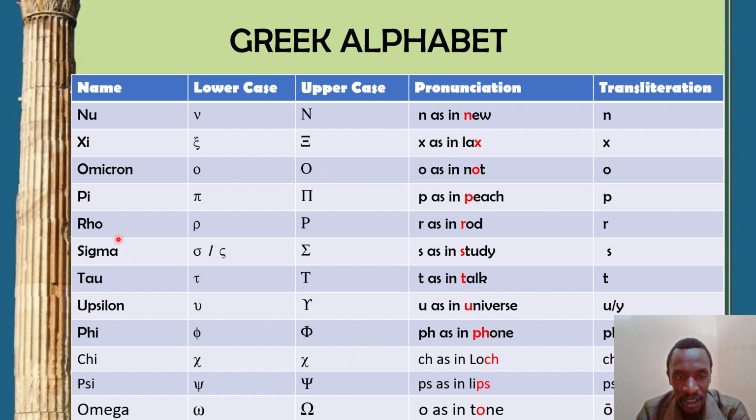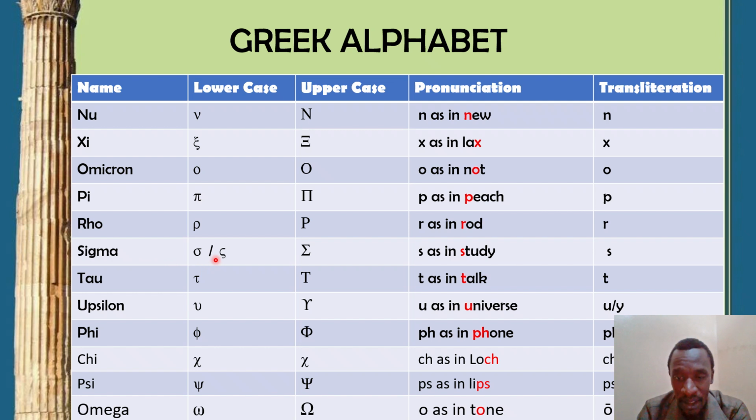The next letter is rho. Rho is written, you see it looks like P, but it's not. So here you also need to be very careful. When you look at it, it looks like P, but it's not. It's rho. It has an R sound, like R in road. And then the next letter is sigma.